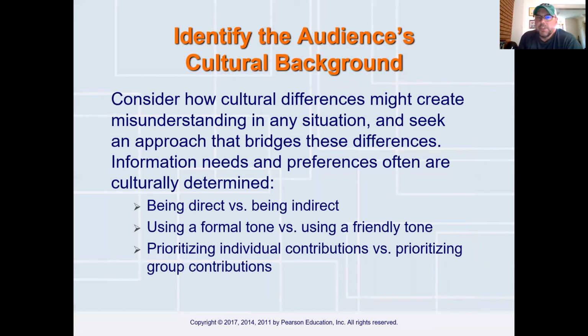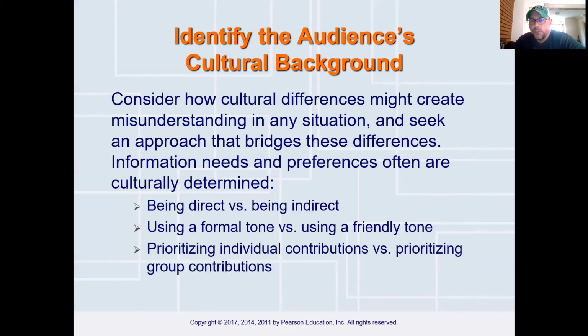Consider how cultural differences might create misunderstanding in any situation and seek and appropriate an approach that bridges these differences. Information needs and preferences often are culturally determined. So you have, again, that concept of being direct versus being indirect. Depending on the culture that you are in, some people love this heuristic approach of you leading them to the point of it all without actually really stating it.